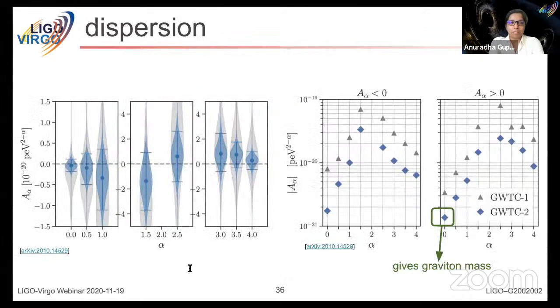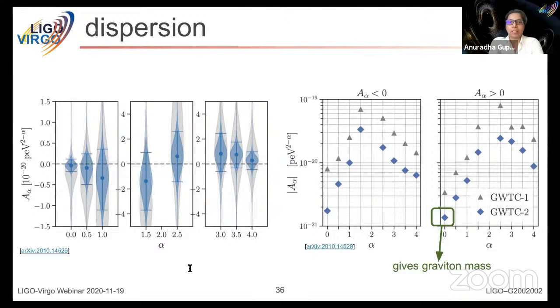So on the left-hand side, we are showing the violin plot for the posterior distribution function for A alpha, having both negative and positive values. The blue violin is for GWTC2 and the gray violin is for GWTC1. As we see, the blue violins are smaller than the gray ones, which suggests that we certainly have improvement in the constraint of the A alpha value moving from GWTC1 to GWTC2.